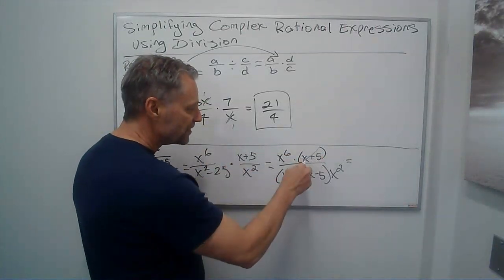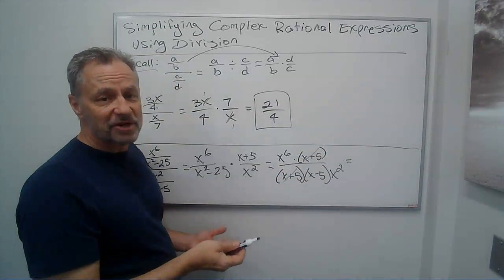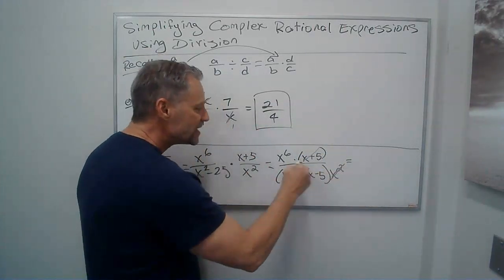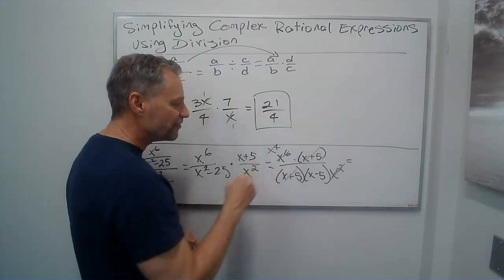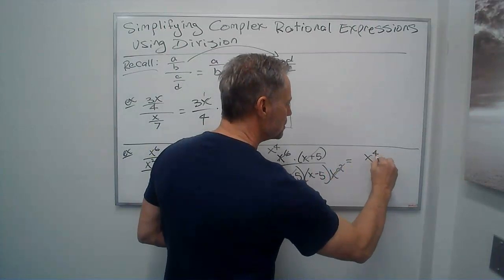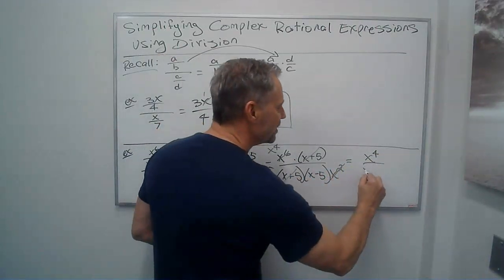Well, the x plus 5's cancel. X plus 5 over x plus 5 is 1. It just kind of gets sucked in. These two x's cancel 2 of these. I'm going to get an x to the 4th, and nothing else reduces. I have an x to the 4th on the top, and an x minus 5 on the bottom.